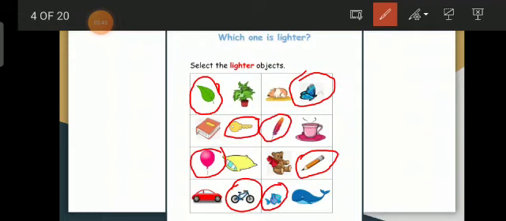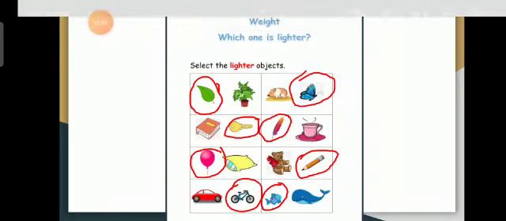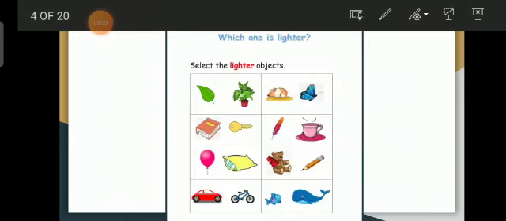Look at the sizes, think about it, and you are going to circle the lighter objects. This slide is only for practice. Let me erase my rough work. Now move to the next slide.